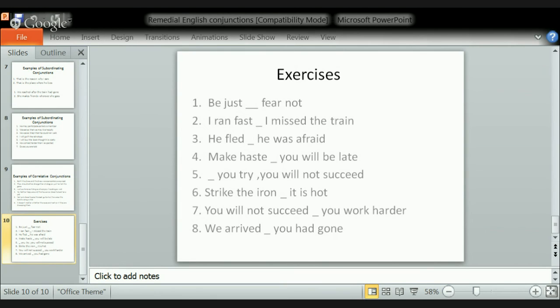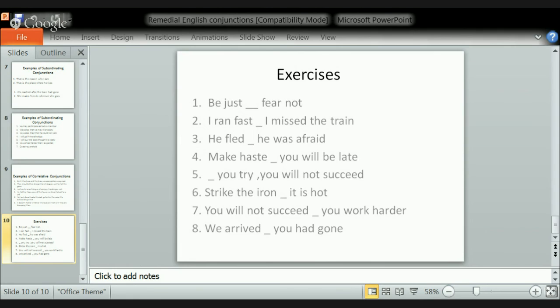You will not succeed, dash, you try. Very simple. Unless you try, you will not succeed. Except you don't try, you're not going to succeed. It's very simple. You have to try, because you have to succeed. So unless you try, you succeed.